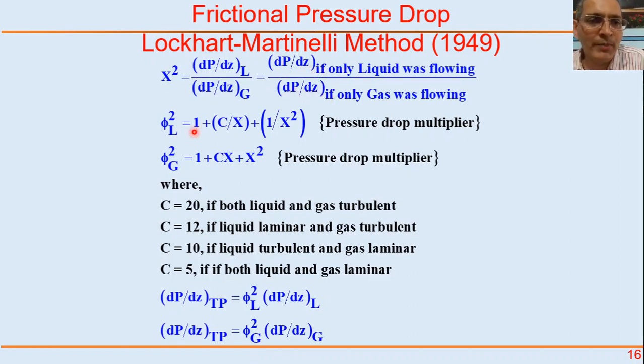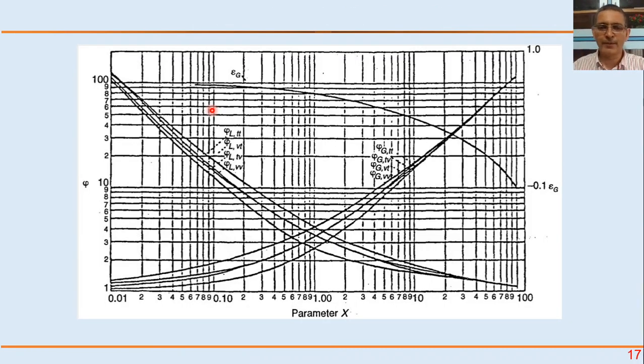Then we have something called a pressure drop multiplier. We relate that to the value X, so phi_L squared and phi_G squared, and we can calculate the two-phase pressure drop based on this phi_L squared and the pressure drop if only liquid was flowing. So this is a homogeneous single-phase pressure drop for liquid, and a homogeneous single-phase pressure drop for gas. Use these formulae, and their use is demonstrated here.